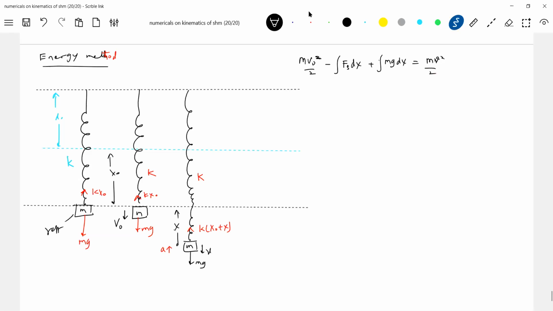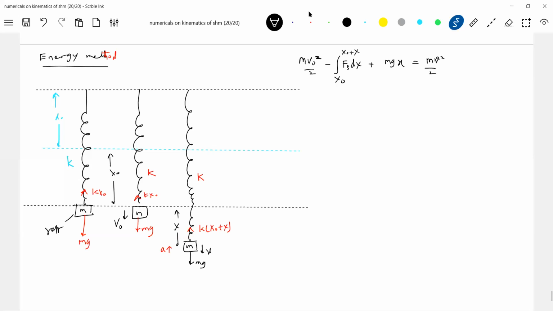So this, what shall we make? Directly we know, constant force it is. When the block moves from mean to some intermediate position, what is the displacement of the block? Let it be x. So what is work done by gravity? Mg into x. Work done by spring force is a variable, so I'm going to integrate. What was the initial elongation of the spring? X naught. Finally it will be x naught plus x.